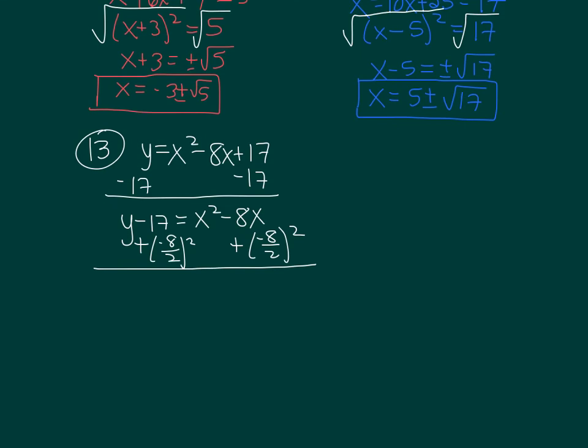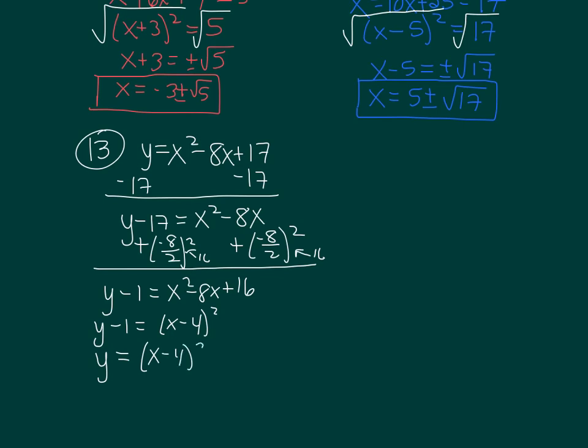Well, half of -8 is -4, squared is 16. So -17 plus 16 is -1. And I'll have x squared minus 8x plus 16. So I can write that in factored form as x minus 4 quantity squared. I'll finish it off by adding the 1 to the right-hand side, so I'll have x minus 4 squared plus 1. So there is the equation in vertex form, and the coordinates of the vertex are 4, 1.